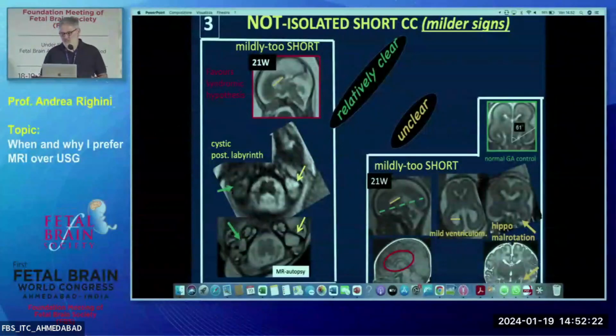Or another situation where, as you said before, you just see a mildly short corpus callosum, not much else, and then you deeply scrutinize the rest of the brain. You see there is a borderline ventriculomegaly, and the hippocampus is not as rotated as it should be. Now you have three elements, and with these three elements, they can shift your diagnostic power a little bit.